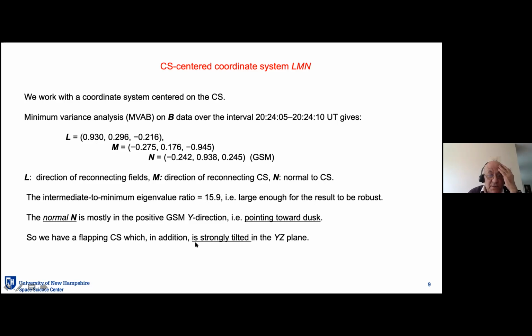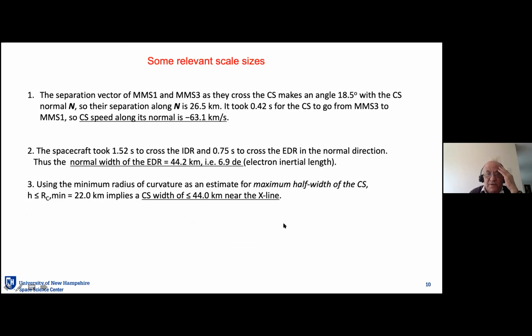Okay, so we have this conclusion here. So we can use this element coordinate system. We can do some relevant scales which we will need in the analysis. First of all, the current sheet speed along its normal is 63 kilometers per second. This is inferred from the crossings of M1 and M3. It's simple algebra, which need not belabor the point.